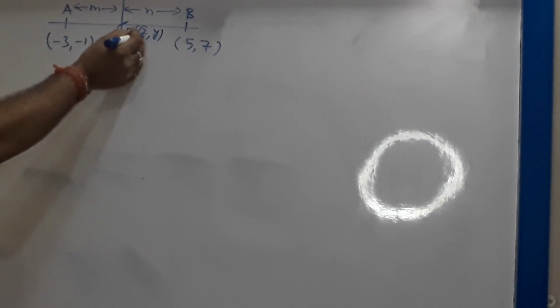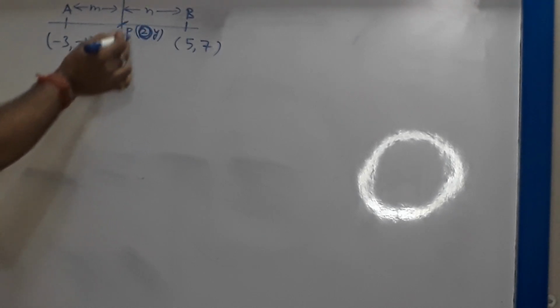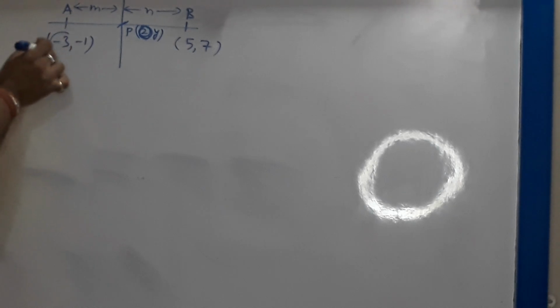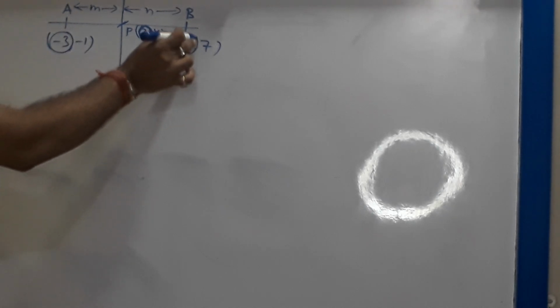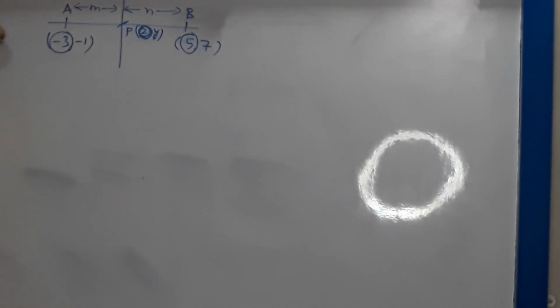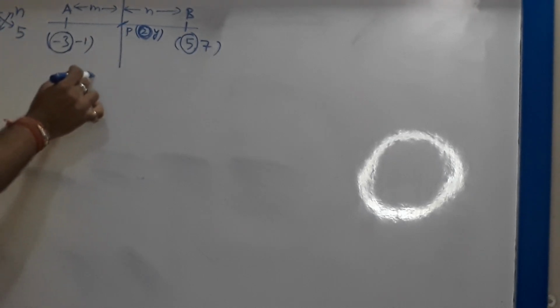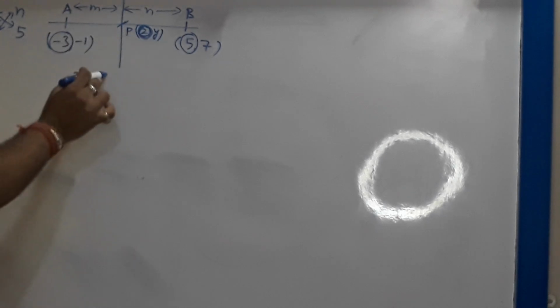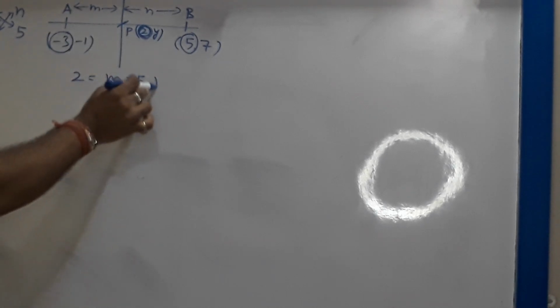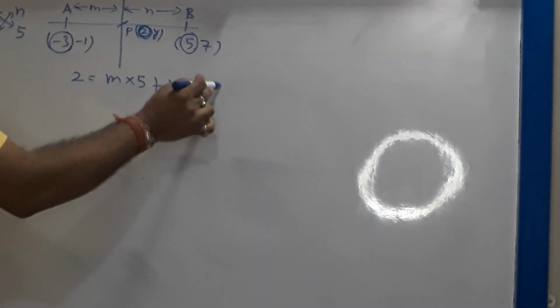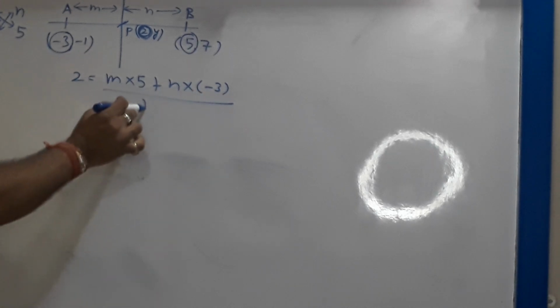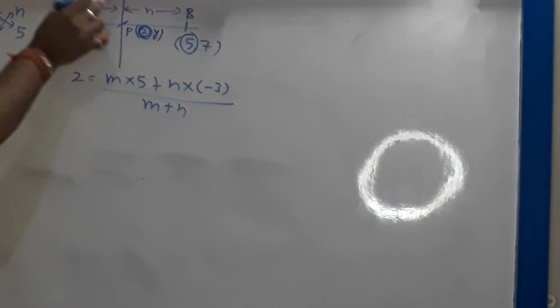Now this value is known. This is my first coordinate, 2. So I will consider the first coordinate of both the points. M, N, then first coordinate minus 3, first coordinate 5. Cross multiply and add. So you will get 2 is equal to M into 5 plus N into minus 3 upon M plus N. We have to find the ratio M and N.